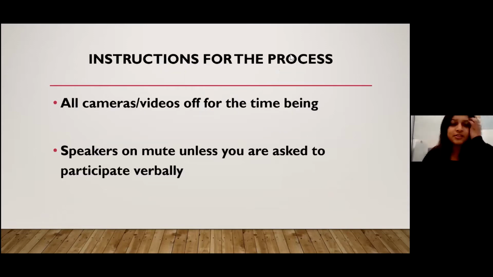So the first instruction I would like everyone to do is to switch off your cameras, your videos, for the time being. And also you can keep your speakers on mute unless you're asked to speak or participate verbally.